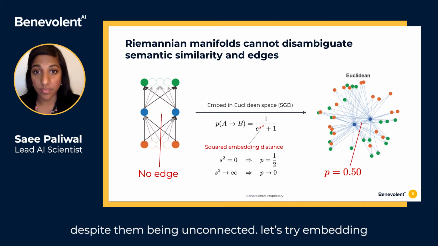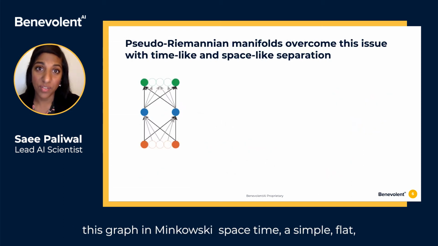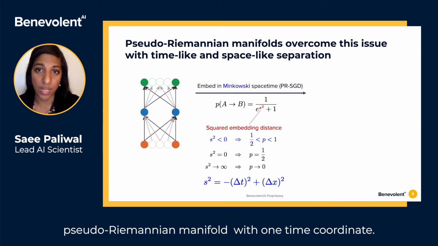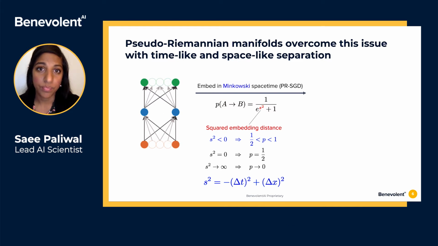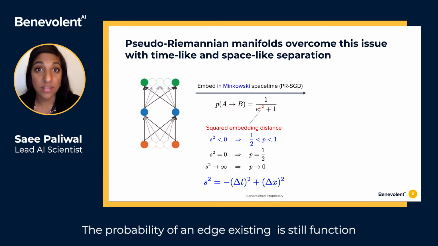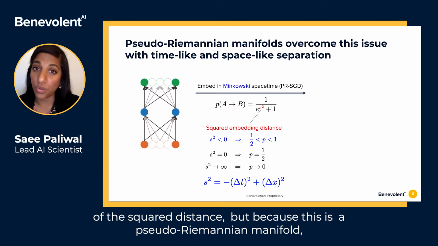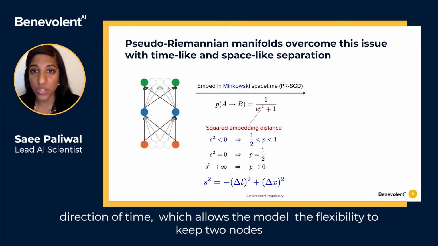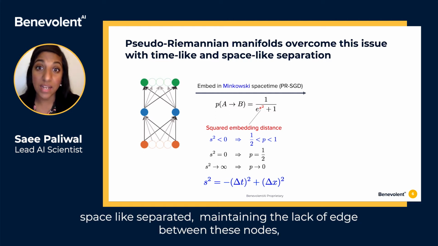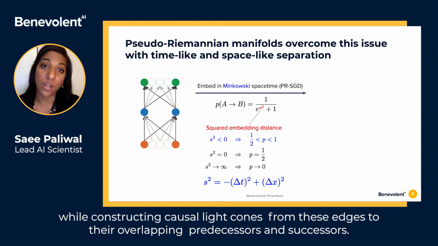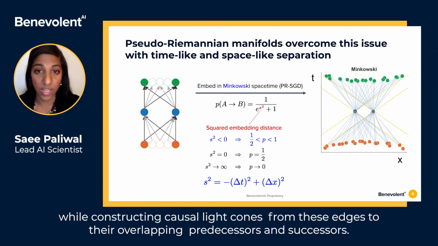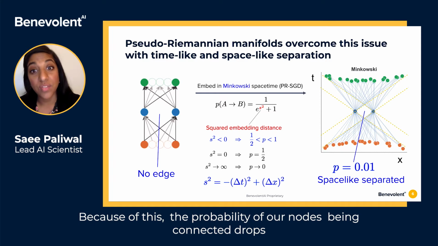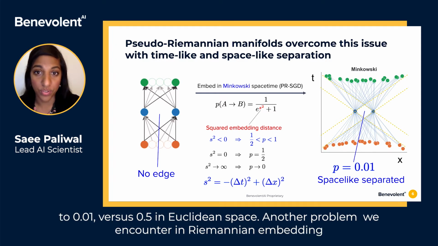As we can see using Euclidean embeddings, an edge between the two blue nodes has a probability of 0.5, despite them being unconnected. Let's try embedding this graph in Minkowski spacetime, a simple flat pseudo-Riemannian manifold with one time coordinate. The probability of an edge existing is still a function of the squared distance, but because this is a pseudo-Riemannian manifold, we're allowed to have negative squared distances. We also have the preferred direction of time, which allows the model to flexibly keep two nodes space-like separated, maintaining the lack of edge between these nodes, while constructing causal light cones from these edges to their overlapping predecessors and successors. Because of this, the probability of our nodes being connected drops to 0.01 versus 0.5 in Euclidean space.